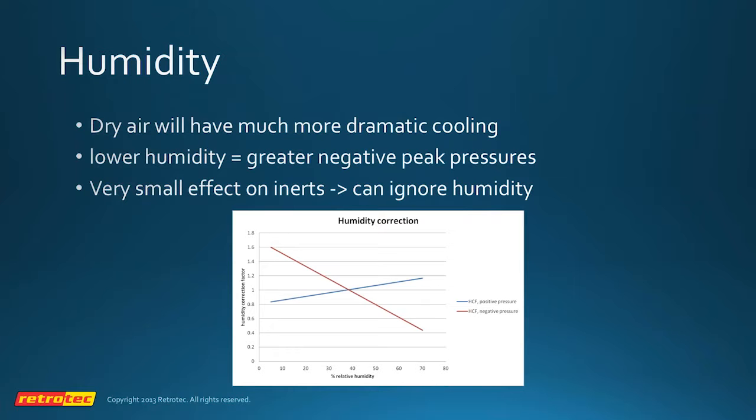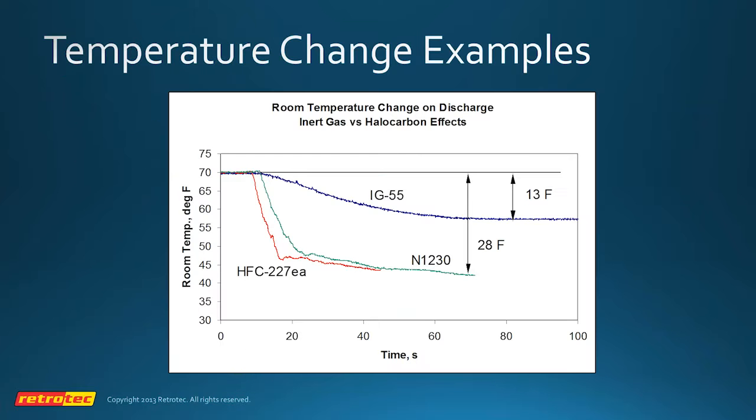It doesn't affect the inert agents much, if any at all. And the reason why it does that is because the halocarbon, when it's discharged, has a very, very rapid temperature drop. Here in the span of about 5 seconds, we drop from 70 degrees F down to 45 degrees F. So it's this very, very rapid cooling of the enclosure that causes it to inhale, essentially, and start actually sucking air in from the outside. And we've got both NOVAC and FM200 here, and you'll notice that the drop in temperature is very similar for both of those agents.